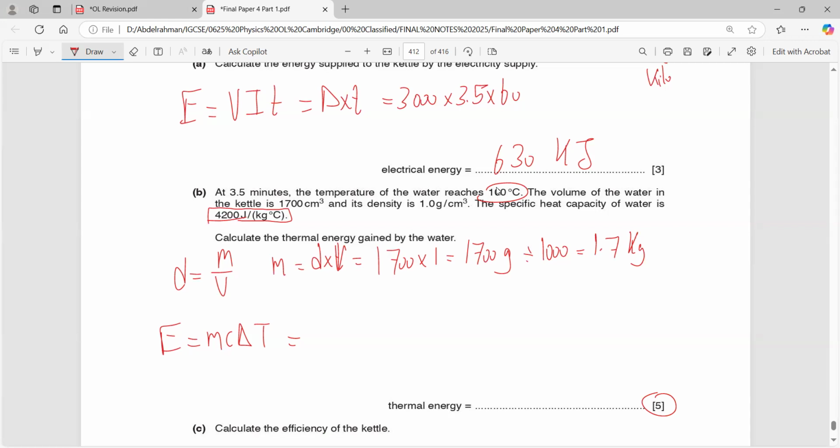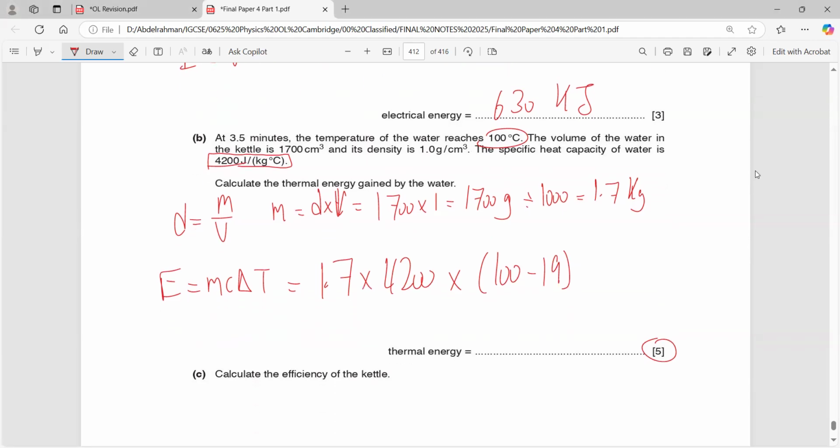Now the mass is 1.7 times C 4200 times delta T, which is 100 minus 19. This would be 81. Yes, that's the delta T. So this would be 580,000 joules gained by the water, which is 580 kilojoules.